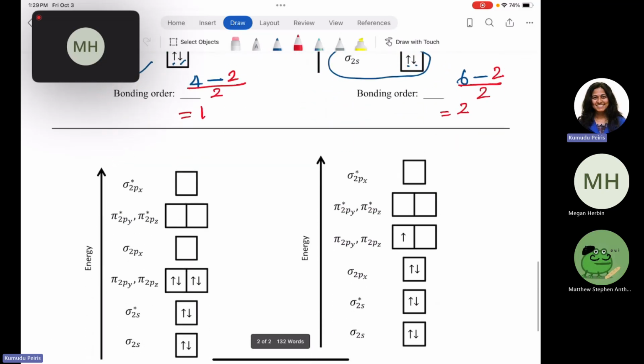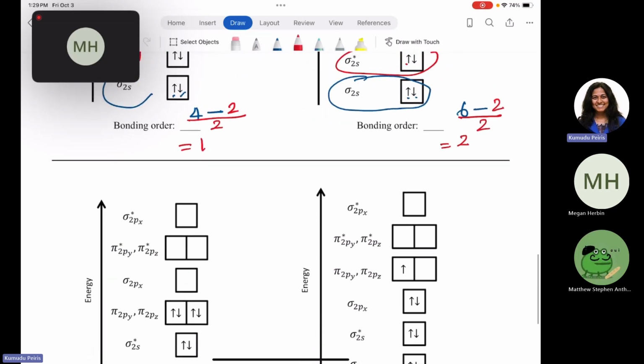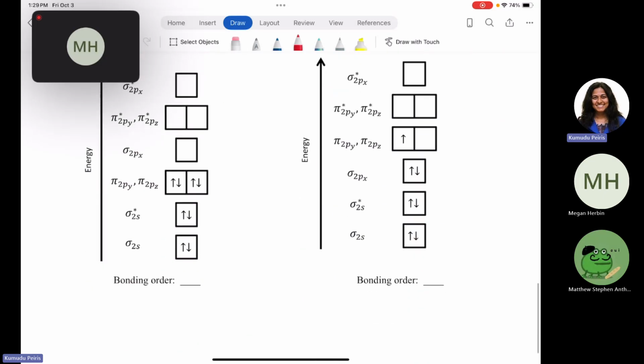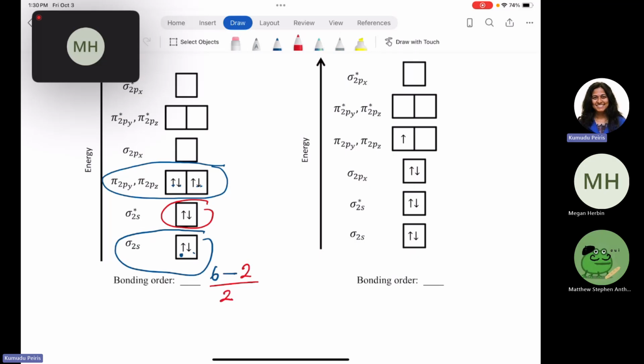The next example. Here again, this is a bonding orbital and a bonding orbital. One, two, three, four, five, six. Six electrons are in bonding orbitals and two in anti-bonding, so divided by two, the answer will be two.